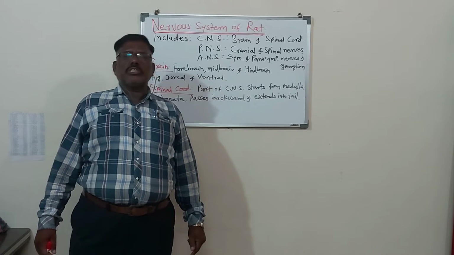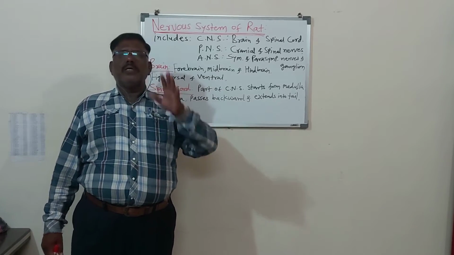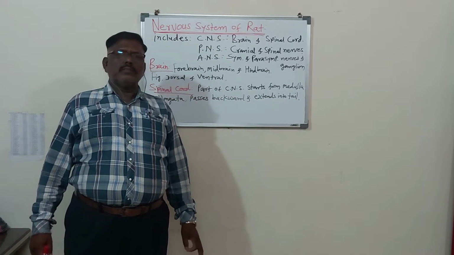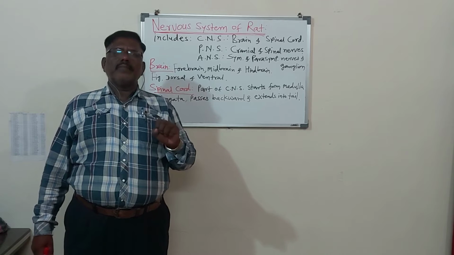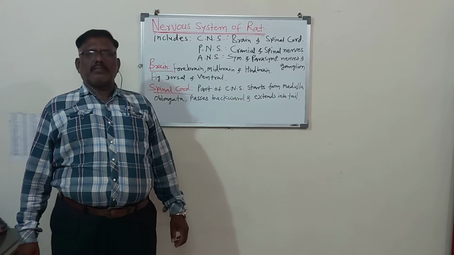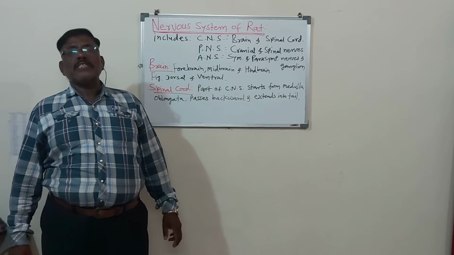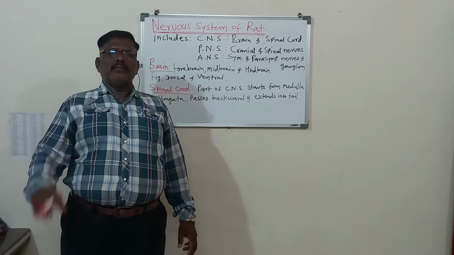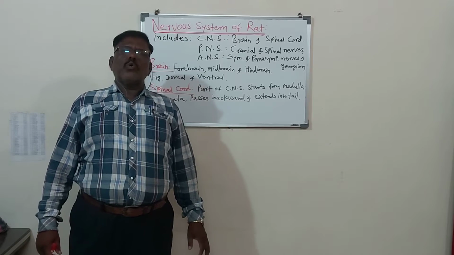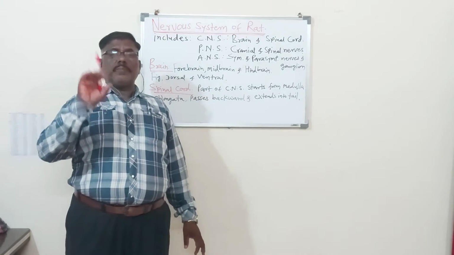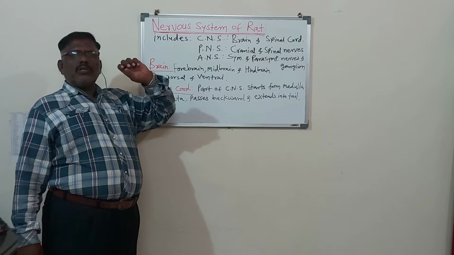So we have to study the nervous system of Scoliodon and the nervous system of the rat. In each and every system there is a main organ, and the function of the main organ is to play the main role. For example, the heart is the main organ of the circulatory system; under the control of the heart, the circulatory system functions. Similarly, the brain is the main organ of the nervous system. In the reproductive system, the gonad, male or female, is the main organ. So in today's lecture, remember, the brain is the main organ of the nervous system.